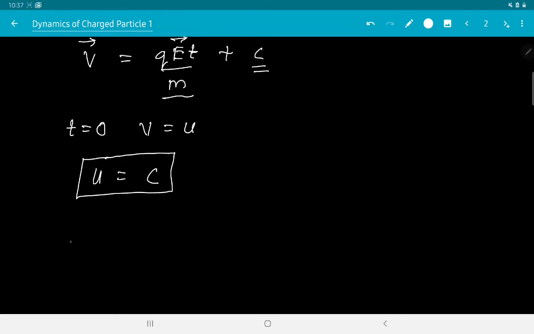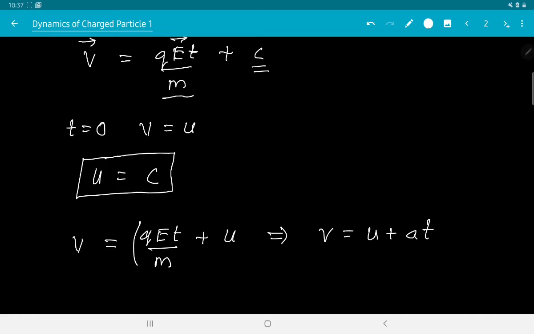Let us replace that value. So we will get v is equal to QEt by m plus initial velocity. As you may recognize, this is nothing but v is equal to u plus a into t, the equation of motion. This quantity here is nothing but acceleration, QE by m.